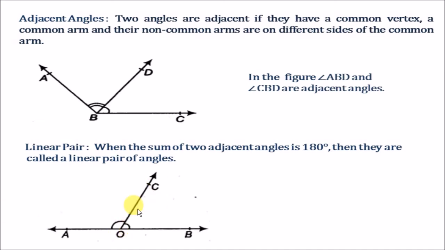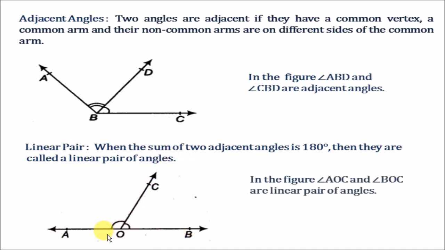In this representation, angle AOC and angle BOC will form a linear pair of angles, as the addition of the two angles will give us a straight angle, angle AOB. So here we will have angle AOC plus angle BOC equals to 180 degree as the sum of the linear pair of angles.